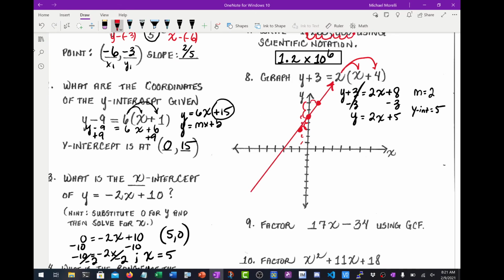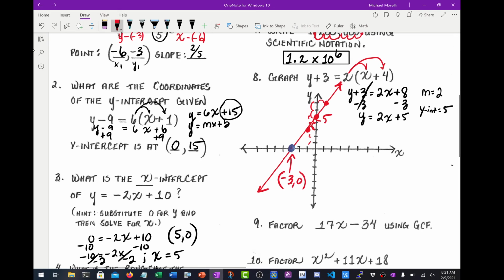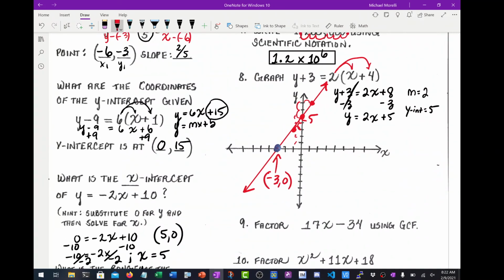There's your line, okay? So the important thing I'm going to be looking for to grade this is, did your line pass through this point right here? Okay, because that's going to be the key. If you graphed it correctly, this is -3. Okay, so this is 5. That's -3, 0. This is 0, 5. So that's the line. This is actually the x-intercept. This is the y-intercept. And the slope is 2. Okay? All right, number 9.